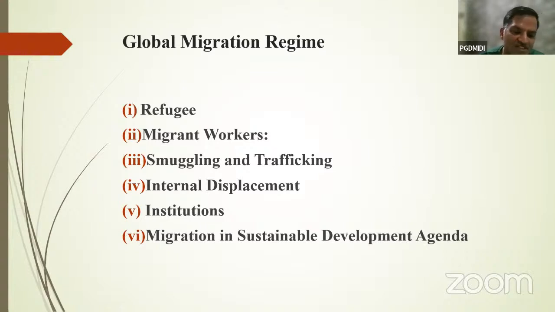There are six major migration regimes. I'll be talking about them one by one. One is related to refugees, another to migrant workers, then smuggling and trafficking, internal displacement, and institutions, meaning which kind of institution will be dealing with this. Then the sixth is migration and the sustainable development agenda. A regime is a kind of overall ecosystem, you can say. Sometimes you find lots of restrictions across the globe, but when you talk about migration regime, these six are very important to understand. Let's go one by one.